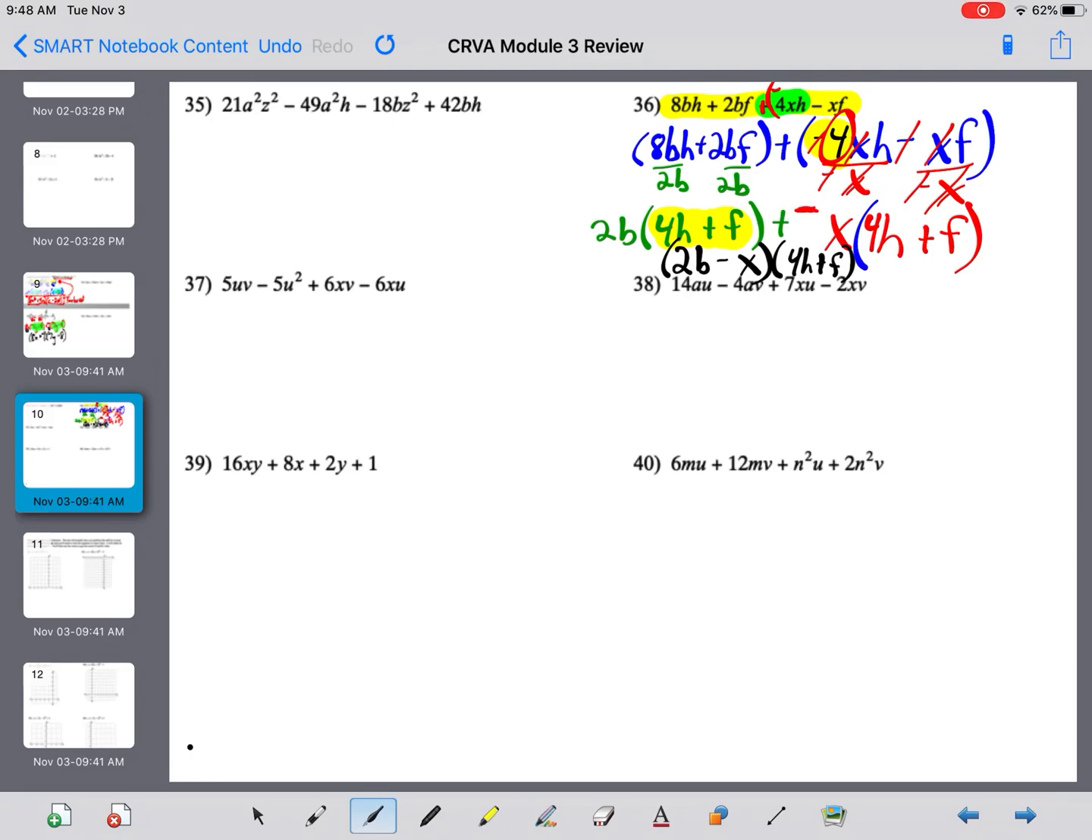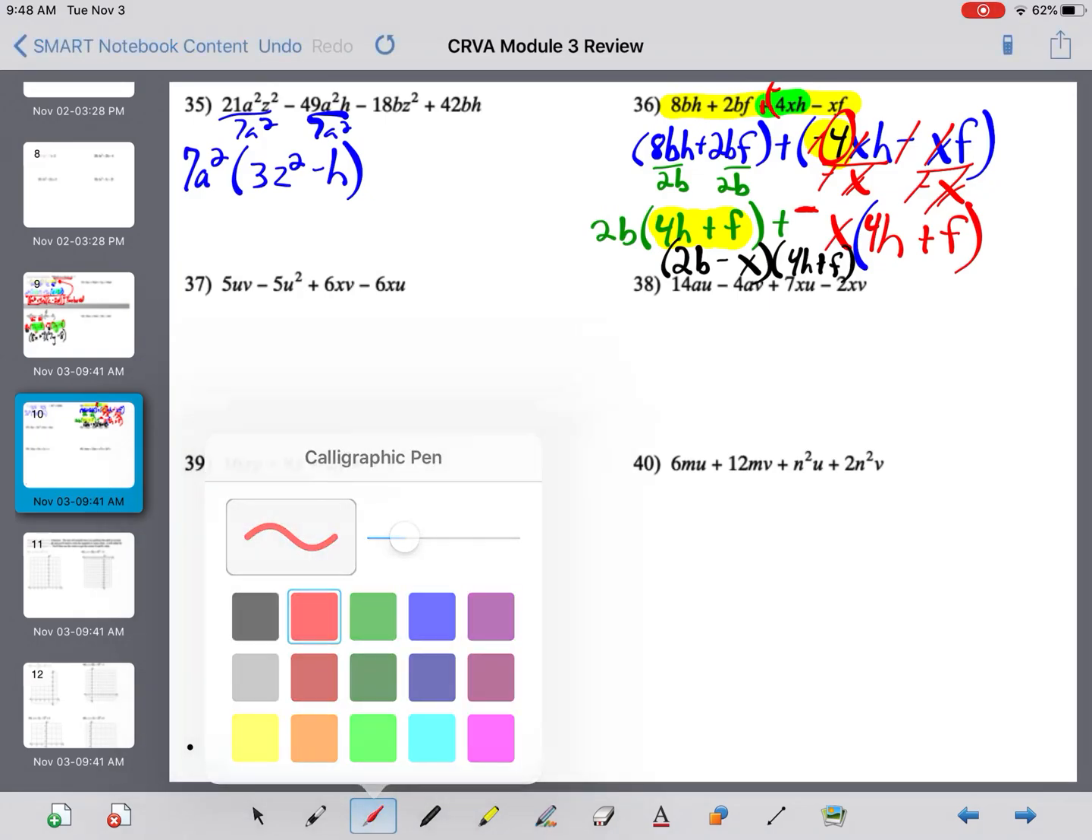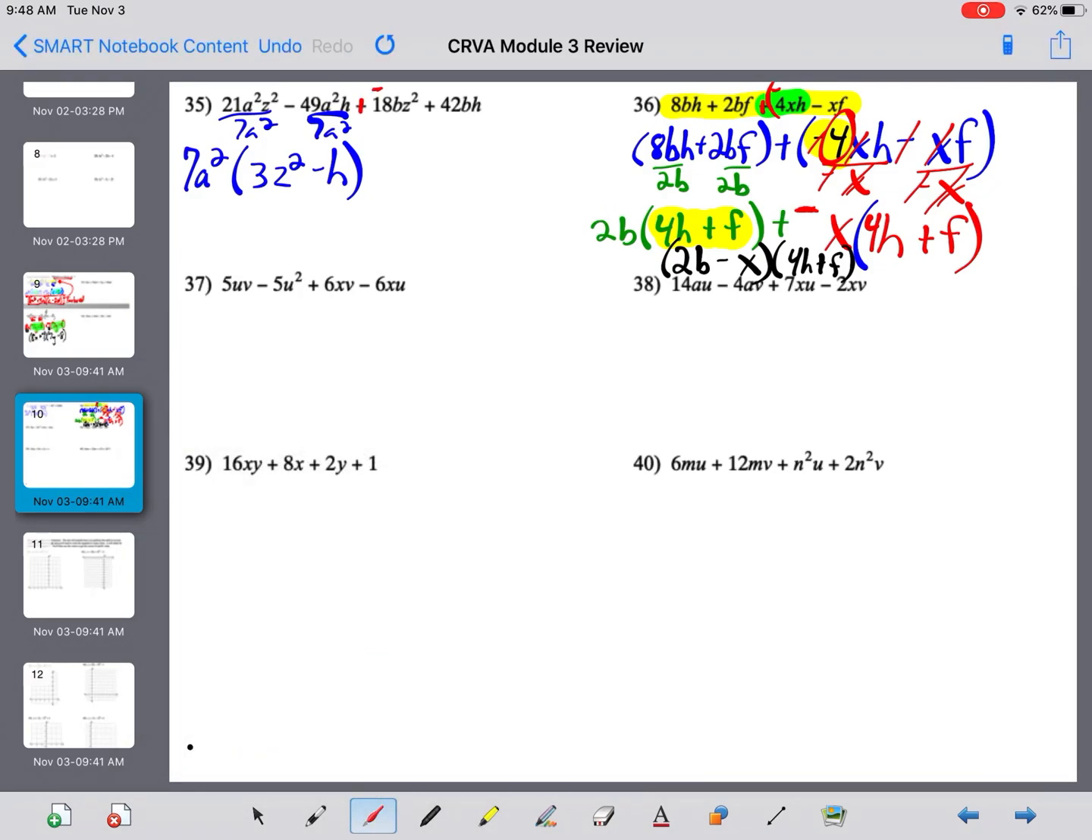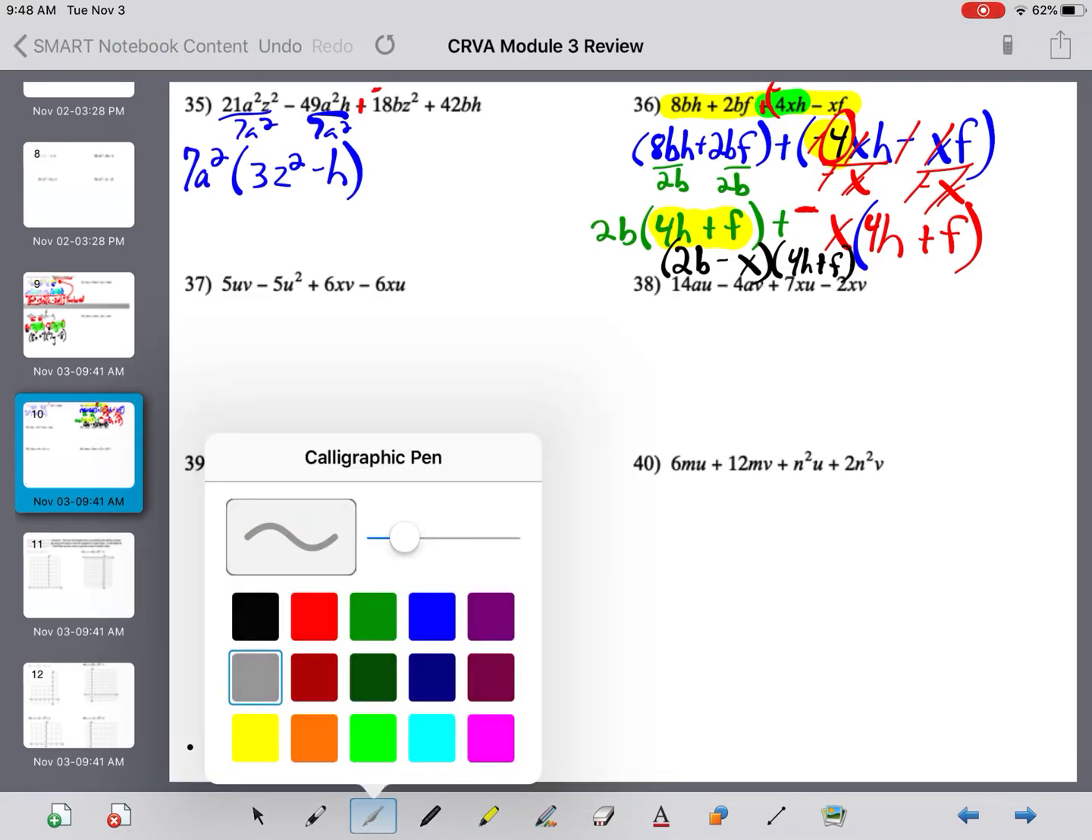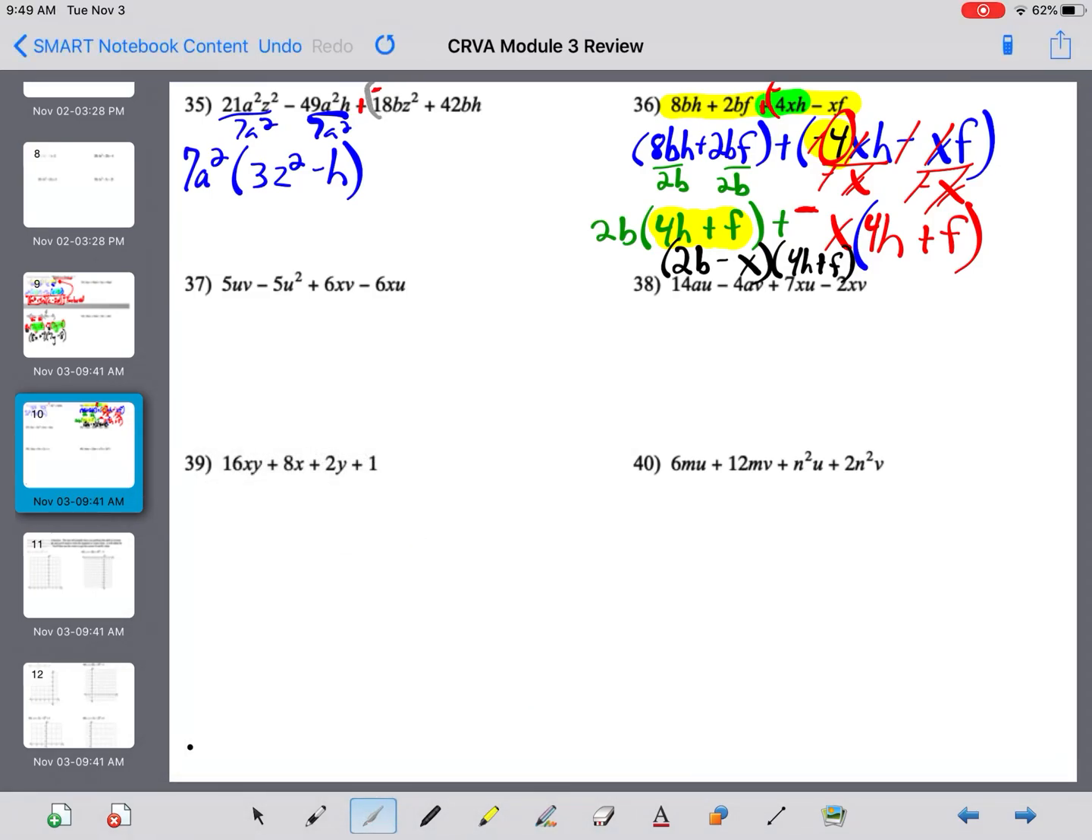All right, let's try 35, and then I think we'll be good here. So 35, I do not see a GCF. So I can factor out a 7a squared. That leaves me a 3z squared minus h. Now over here, folks, again, I already started doing the factoring process. I got so excited, but then I need to remember to make sure the negative sign on that third term is with the 18 in the parentheses.